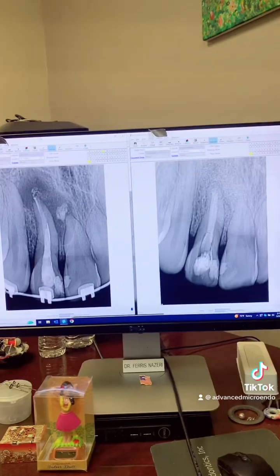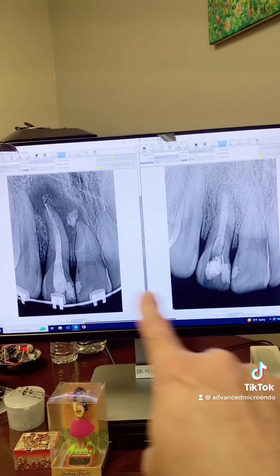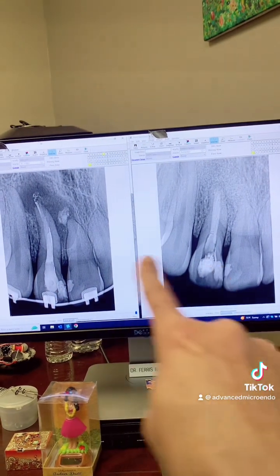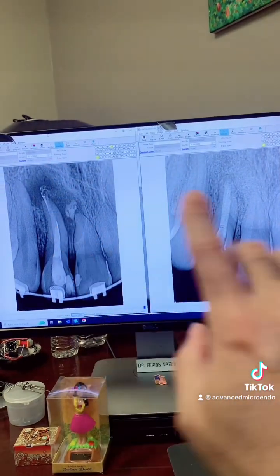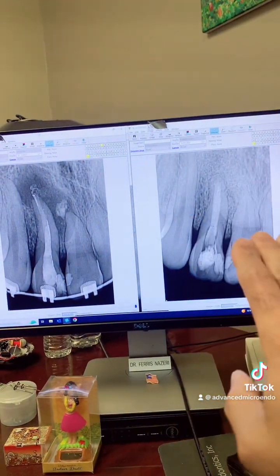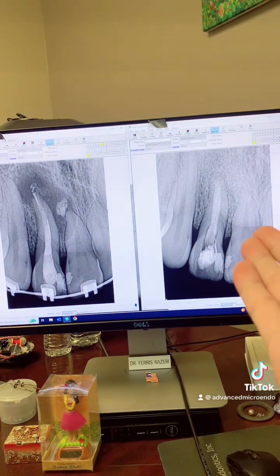Look at that. And if I zoom out, you can see what I'm talking about. This is 7 months ago, and this is today. Look at that large periapical radiolucency. That was a hole in her jawbone. All that bone grew back in 7 months. Take a look. Beautiful. Look at that result.